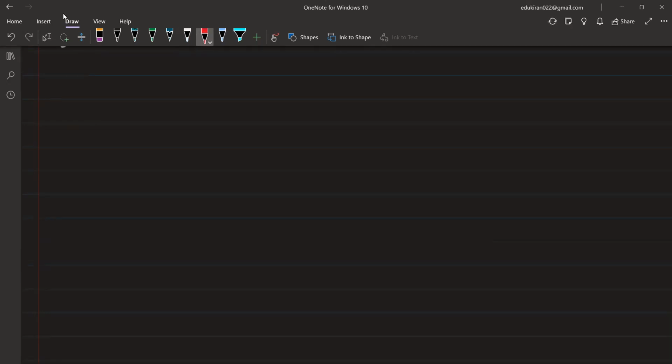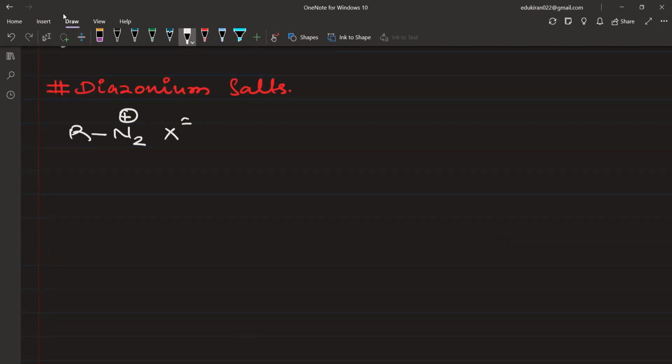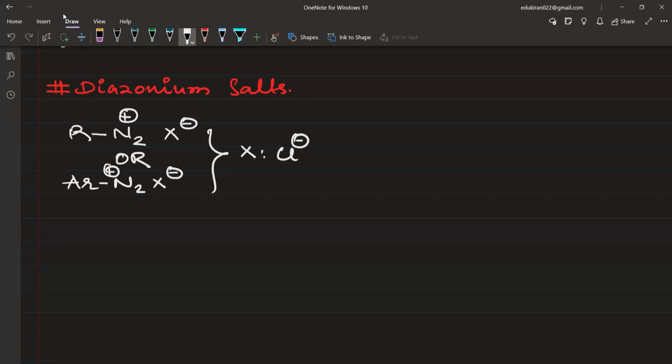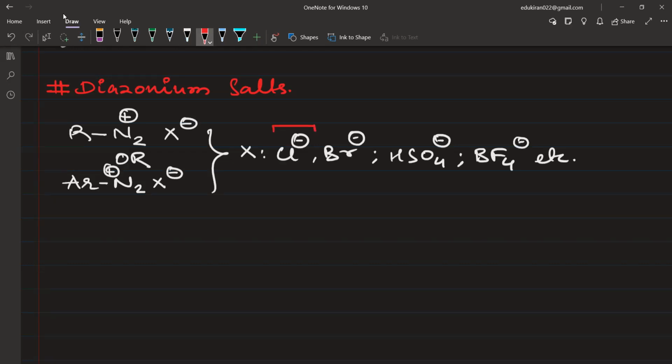Diazonium salts. Okay, so diazonium salt can be alkyl diazonium salt, R N2 positive, X negative, or aryl diazonium salt, Ar N2 positive and X negative. Here X can be Cl negative, mostly it is Cl negative, it can also be Br negative, HSO4 negative, BF4 negative, etc. All of these are diazonium salts, but what will you get the most? N2 plus and Cl negative.